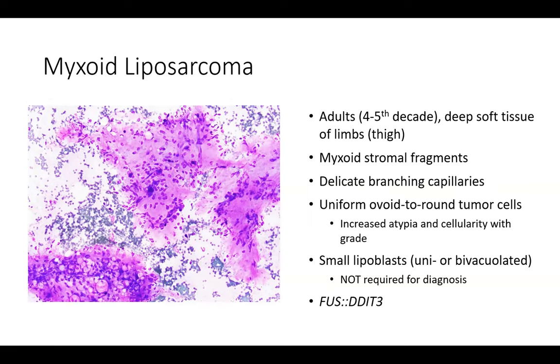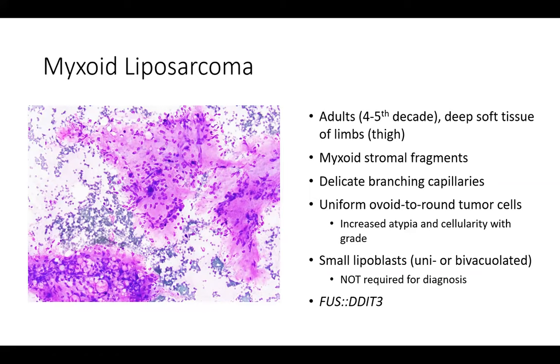So myxoid liposarcomas arise in a somewhat younger population, usually adults in the fourth to fifth decades, but also arise in the deep-seated sites of the soft tissue of limbs. These will show very large myxoid stromal fragments that have a characteristic vascular pattern of branching, delicate capillaries. They're also characterized by a uniform ovoid to round tumor cell population. They're very, very uniform, often uniformly distributed through the large myxoid stromal fragments, but we can see increased atypia and cellularity with grade. As I mentioned before, these are characterized by lipoblasts.